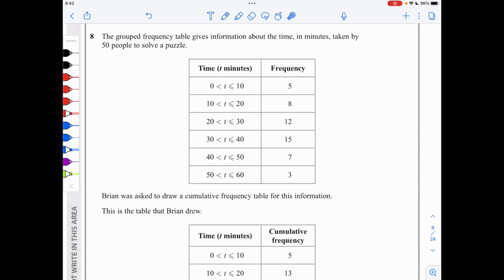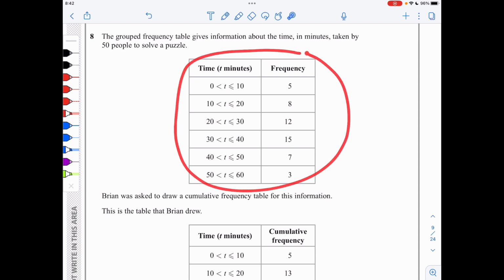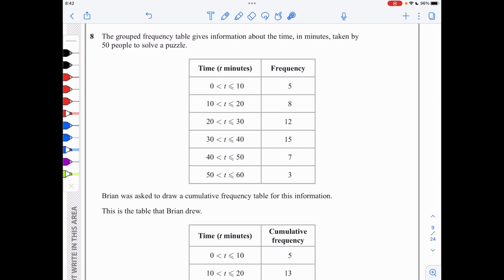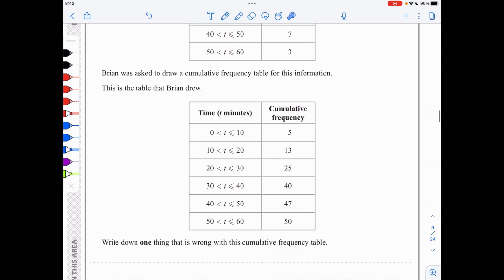In question 8, we've got the grouped frequency table here for the times taken by 50 people to solve a puzzle, and Brian drew a cumulative frequency table, and we need to write down one thing that is wrong with the cumulative frequency. Now, if you notice the classes, the groups here, they still go from 0 to 10, 10 to 20, and so on. Well, we know that if it's a cumulative frequency, then all the starting points should have been 0, so that at the end you include all 50 of them, so that should be between 0 and 60.